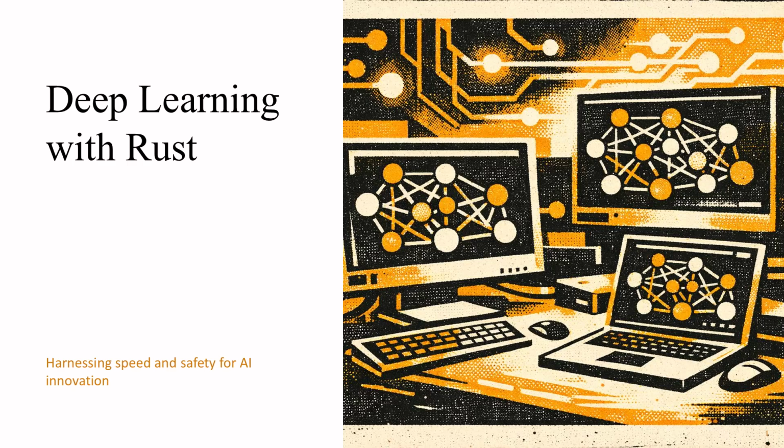What if you could build deep learning systems in a language that is not only fast, but also memory safe, energy efficient, and highly reliable? Most people associate AI development with Python, and that makes sense. Python dominates the machine learning world. But when performance, stability, and system level control start to matter, another language becomes extremely interesting: Rust.